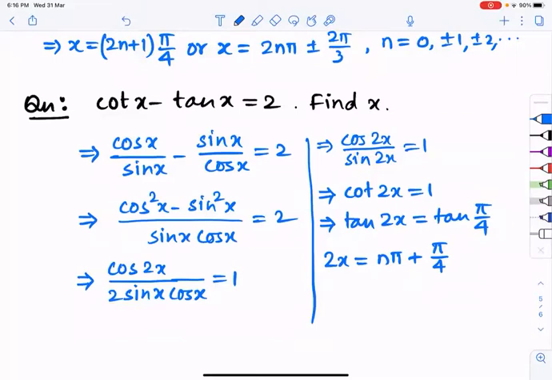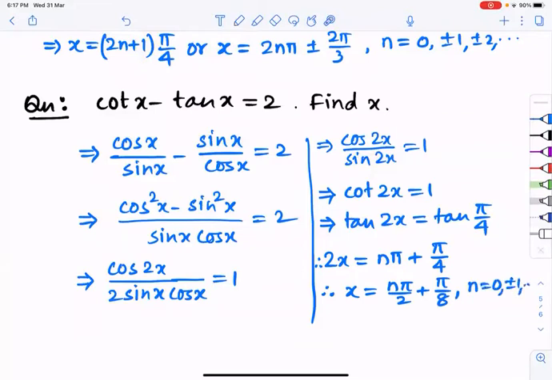But I will write in terms of x. Therefore, x is equal to n pi by 2 plus pi by 8, where n is an integer which is 0 or plus minus 1 like this. Okay, so that is our solution.